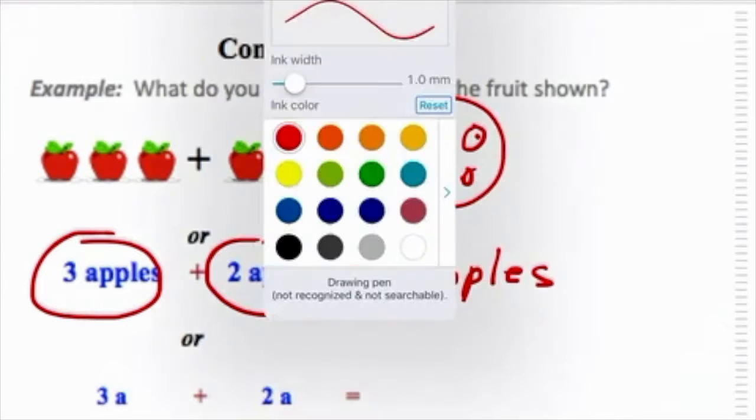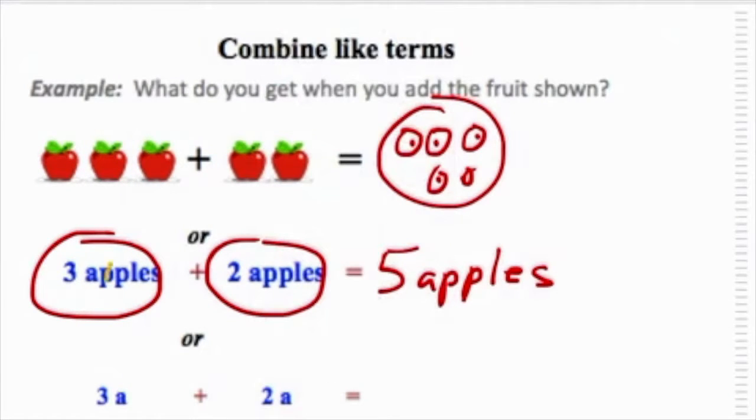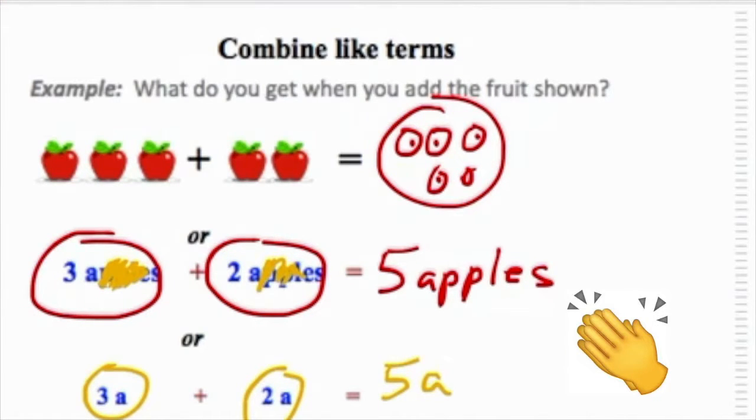So now I'm going to be a little lazy. Now instead of apples, I'm just going to put the first letter, which is A. So it's going to be 3A plus 2A. That's how I got this. And 3A plus 2A is 5A. Done. That right there is algebra.